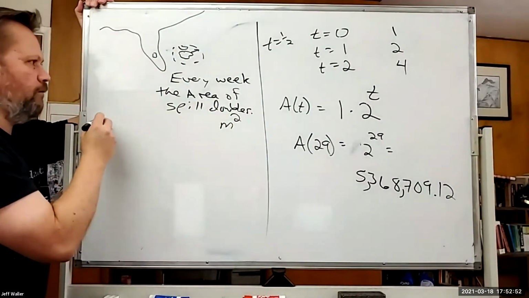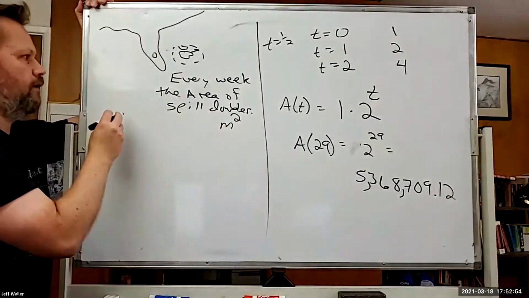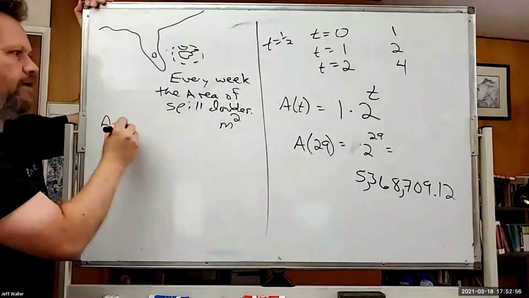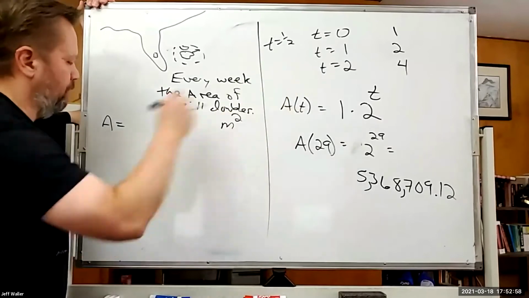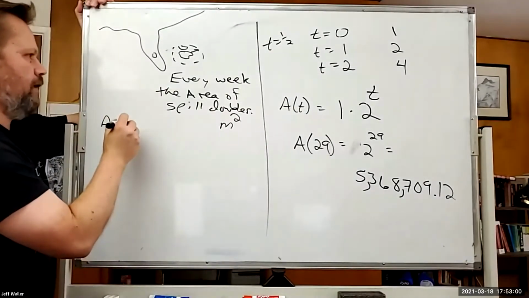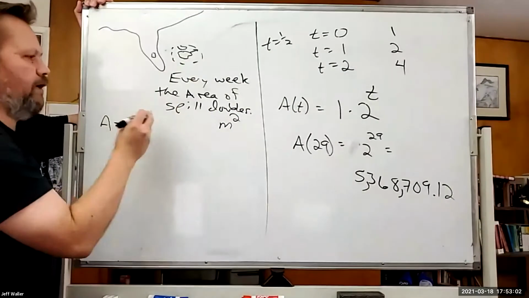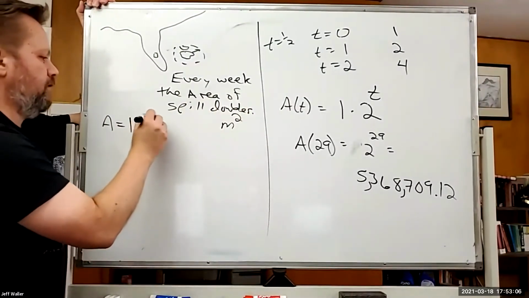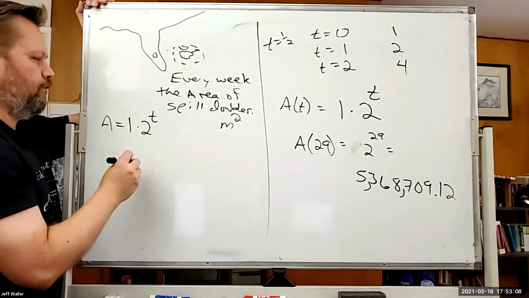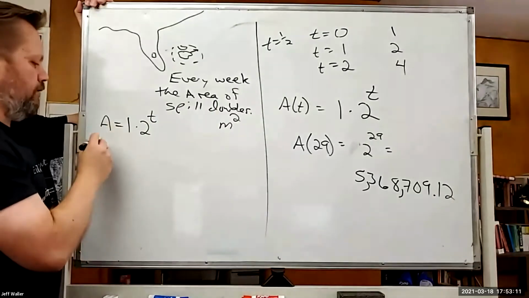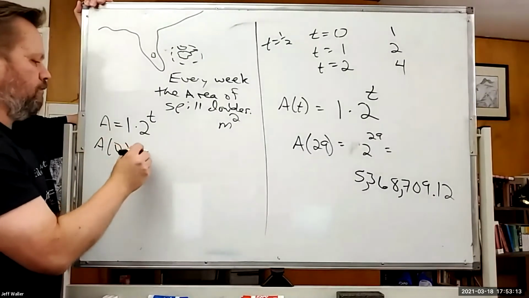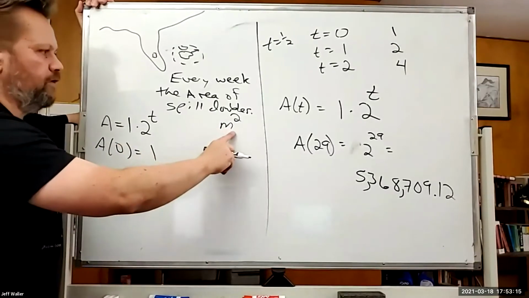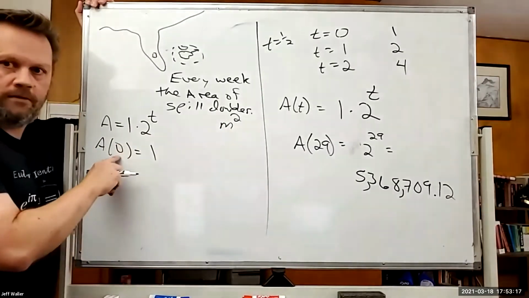Can somebody tell me what's the area? So normally this means amount, so we can just call it the area. Let's say originally it's 1 square meter. Same way, times 2 to the t. So that still works, right? So A of 0 would be 1. Originally it's 1 square meter at the beginning.